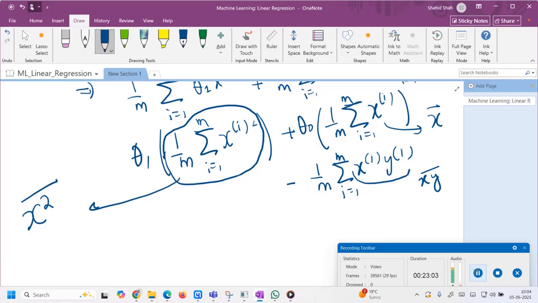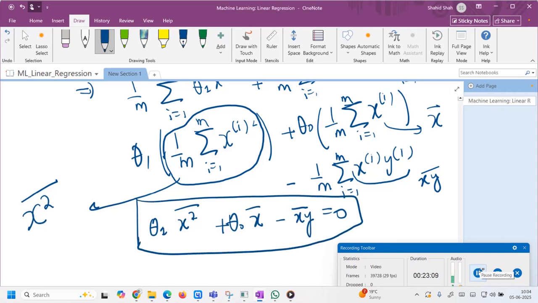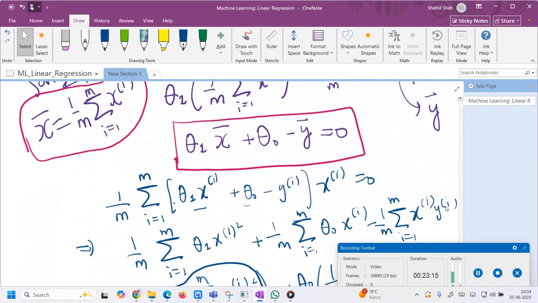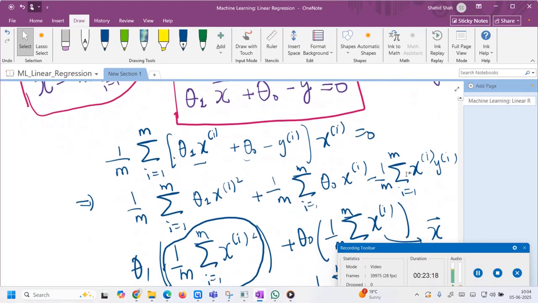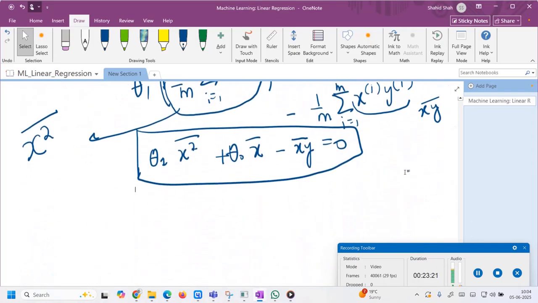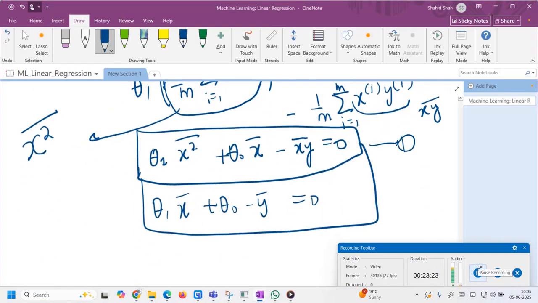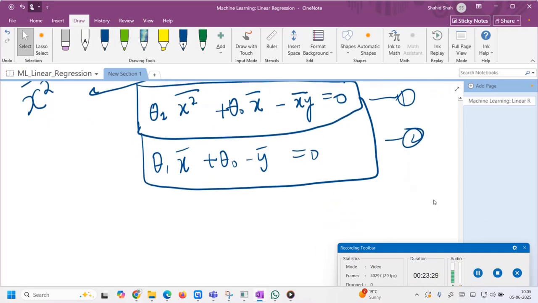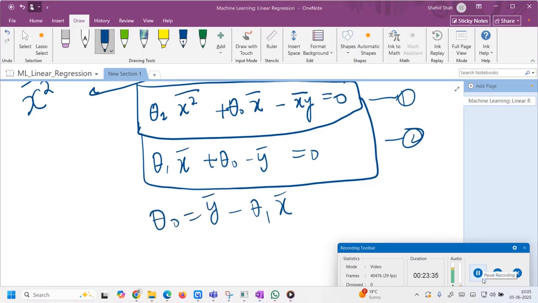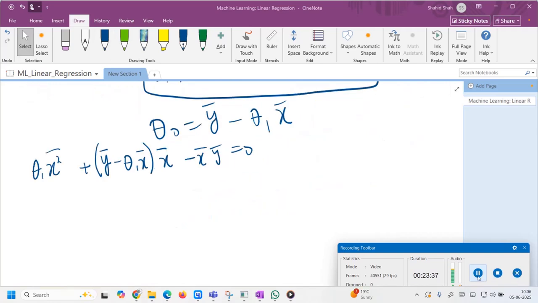So we can write this equation in this simplified way: theta 1 x square bar plus theta 0 x bar minus xy bar equal to 0. Now we have two equations. One is this, and the other I will write downwards so that we are able to capture them together. Now you have two equations and two unknowns, theta 0 and theta 1. We can find them, so let's start simplifying. Let's first put theta 0 equal to y bar minus theta 1 x bar and put it in equation 2. We get this equation because we replaced theta 0 with y bar minus theta 1 x bar.